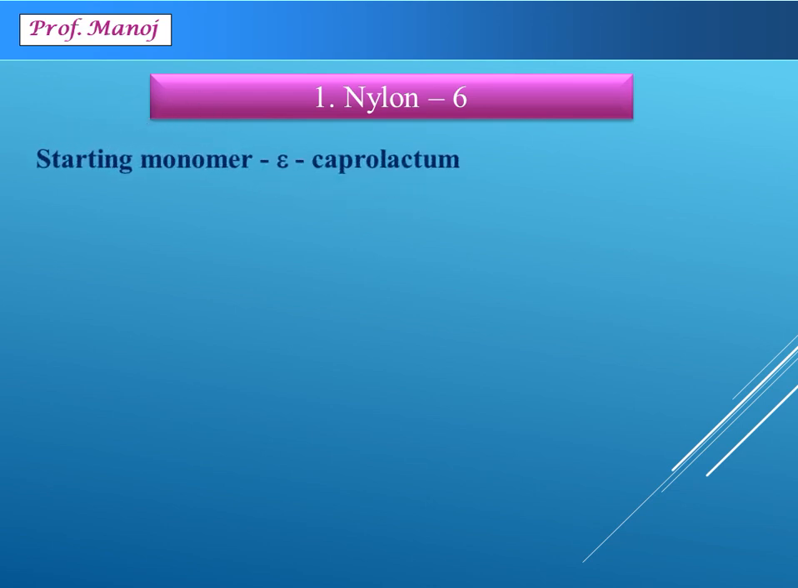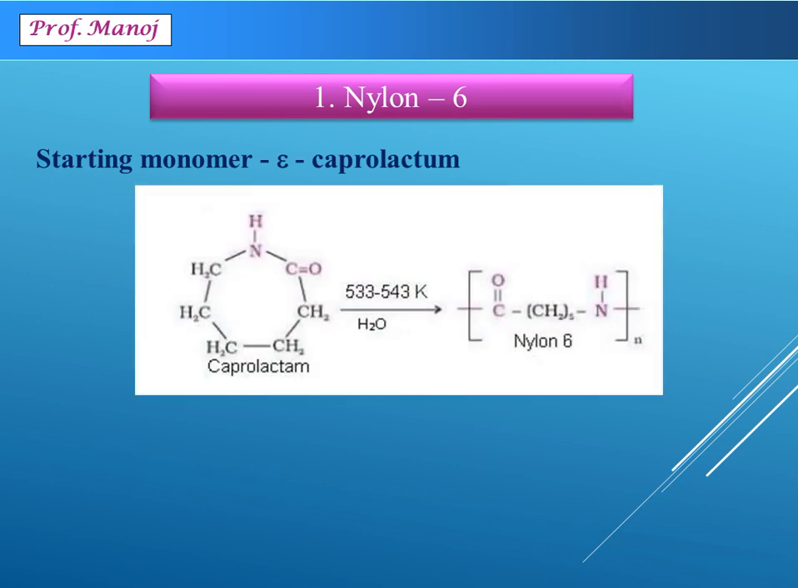The starting material for nylon 6 is epsilon caprolactam. Now you can watch the structure of epsilon caprolactam. It is a seven-membered heterocyclic ring in which functional group CONH can be clearly seen. Total, if you count, in caprolactam ring there are 6 carbon atoms and the seventh member is nitrogen.